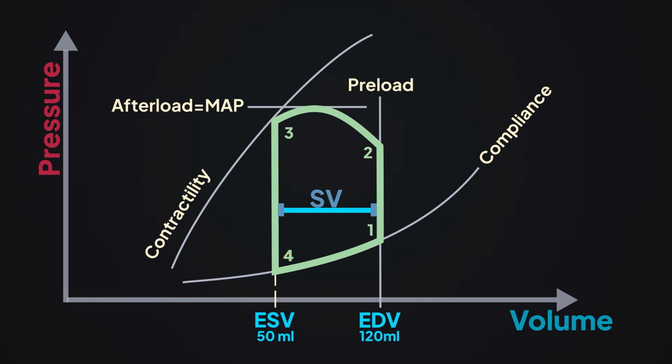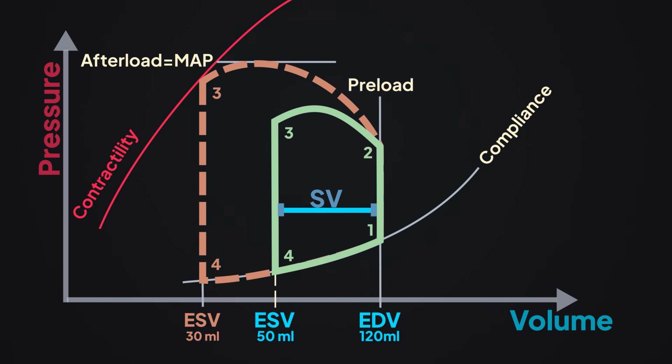Now let's talk about contractility. This is the heart's actual squeezing power. If the heart becomes stronger, the contractility line moves up and to the left. This pulls point 3 along with it.